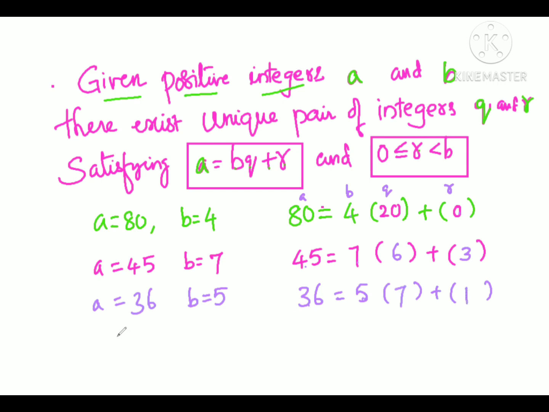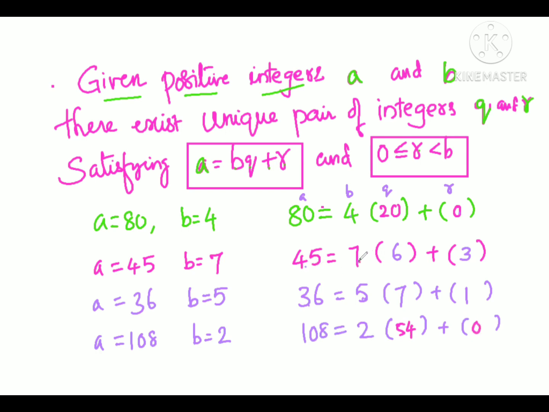If we take some more numbers, if A is equal to 108 divided by B is equal to 2. So here 108 divided by 2. So there should be only two numbers satisfying these equations. So here 2 5s are 10, 2 4s are 8, and 2 5s are 10, 2 4s are remainder.